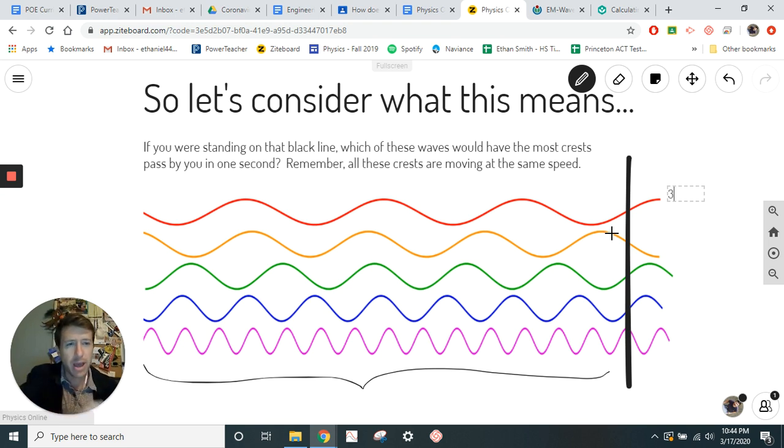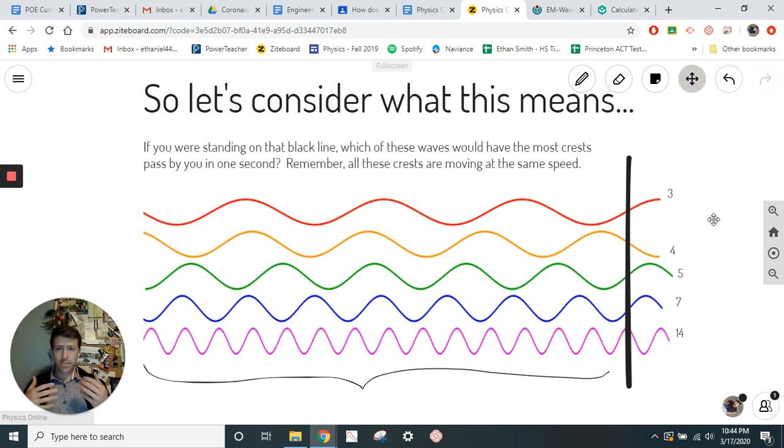On this orange one, we'd have 1, 2, 3, 4, 4-ish. So there we'd have 4 crests. On this green one, we'd have 1, 2, 3, 4, 5. 5 crests that would have passed by. On this blue one, we'd have 1, 2, 3, 4, 5, 6, 7. 7 crests that would have passed by. And last but not least, on this purple one, we'd have, holy cow, 1, 2, 3, 4, 5, 6, 7, 8, 9, 10, 11, 12, 13, like 14. So we'd have 14 crests that had passed by.